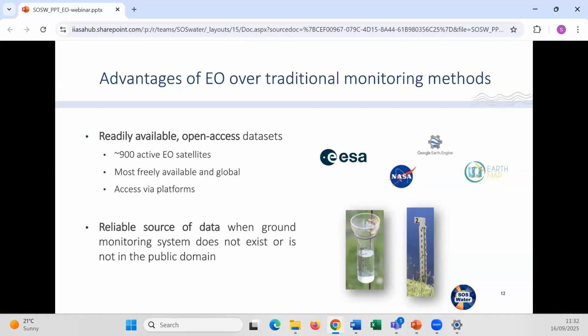Secondly, it's a reliable source of data when ground monitoring systems do not exist or are not in the public domain. In many parts of the Earth, people are measuring by hand and data is not always transferred. Earth observation gives you the opportunity to go from a point scale to field scale or country scale and measure what you want to measure with one sensor instead of a full network.